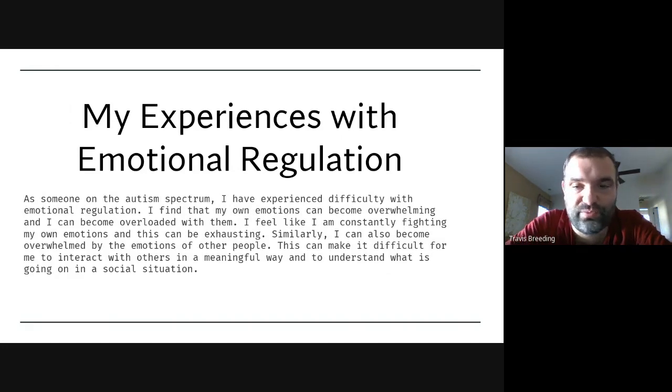My experience with emotional regulation. As someone on the autism spectrum, I have experienced difficulty with emotional regulation. I find that my own emotions can become overwhelming and I can become overloaded with them. I feel like I am constantly fighting my own emotions, and this can be exhausting. Similarly, I can also become overwhelmed by the emotions of other people. This can make it difficult for me to interact with others in a meaningful way and to understand what is going on in the social situation.